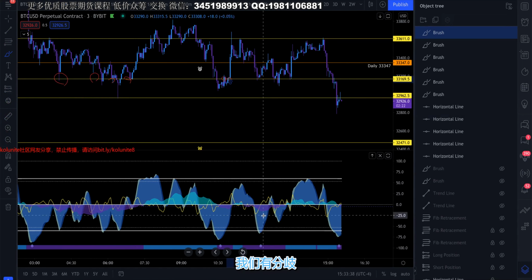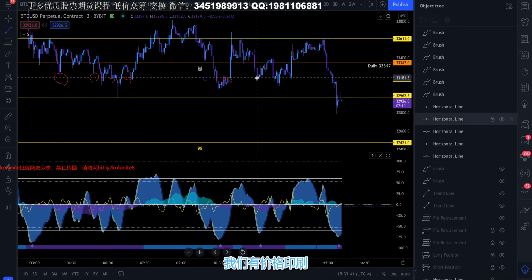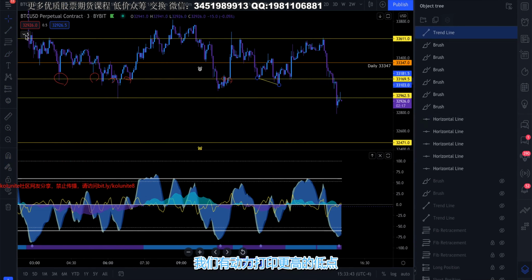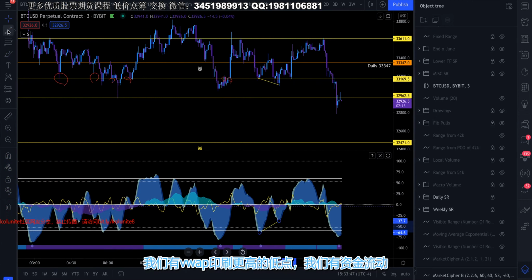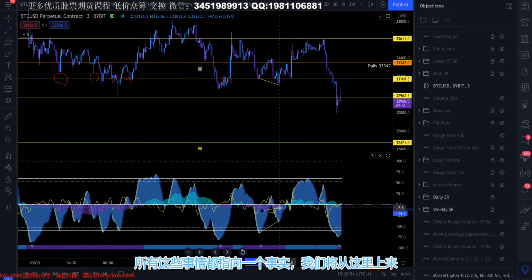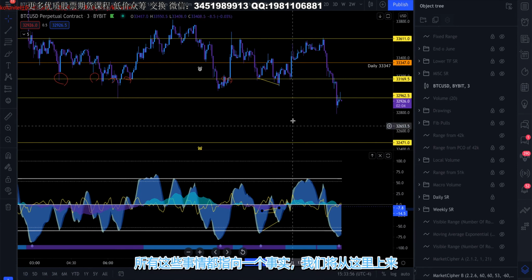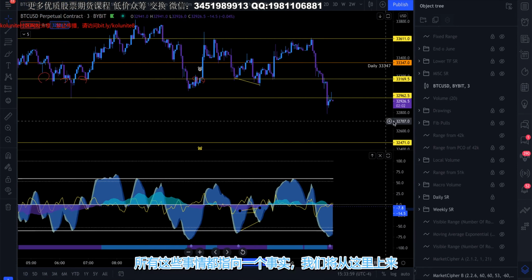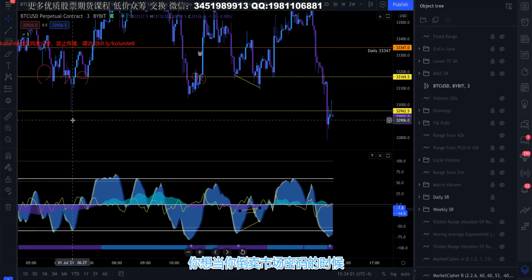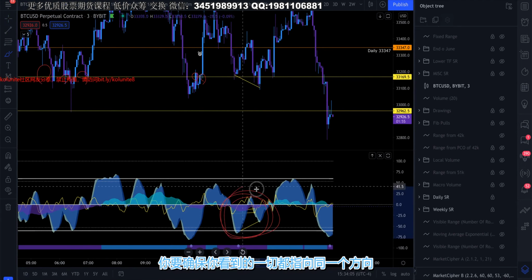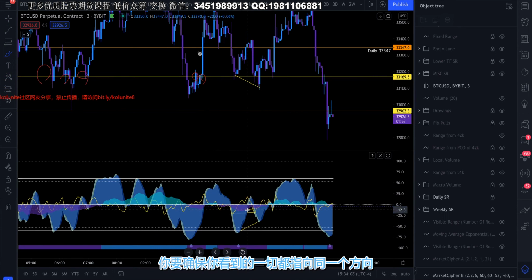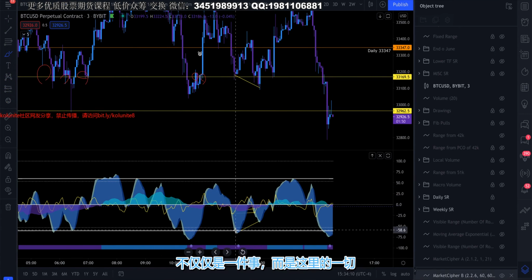We have a divergence. We have price printing a lower low. We have momentum printing a higher low. We have the VWAP printing a higher low, and we have the money flow curving up. Okay, all these things are pointing to the fact that we are going to come up from here, right? When you're scalping on Market Cipher, you want to make sure that you see everything pointing in the same direction, right? Not just one thing, but everything.